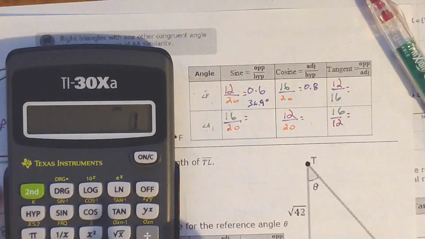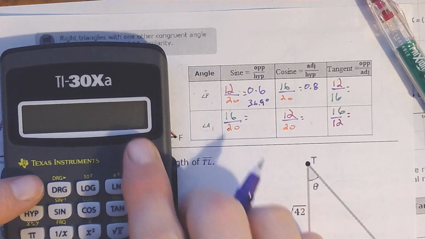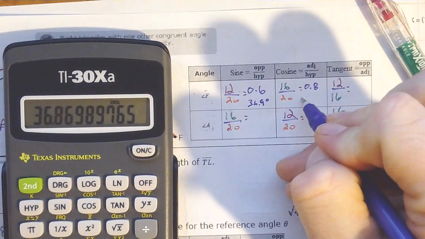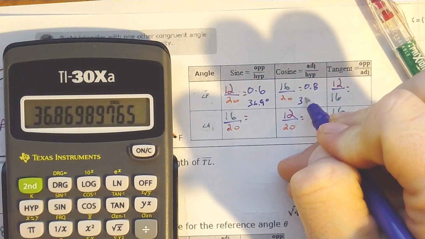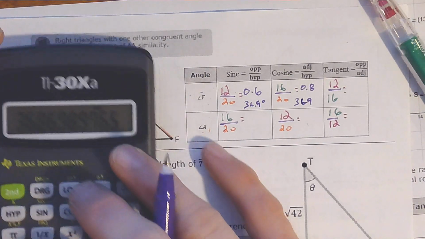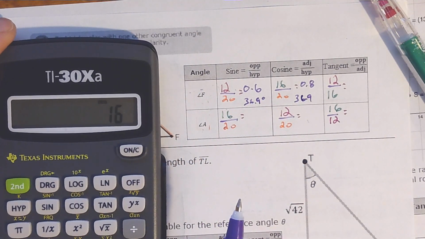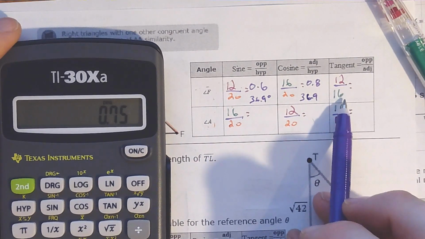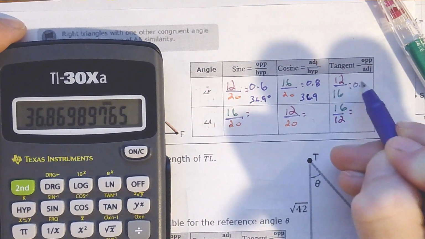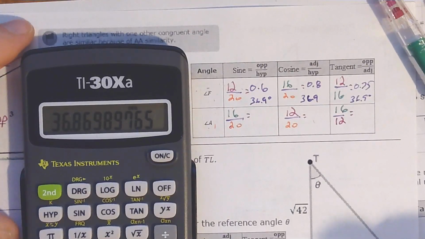Oh, wait a minute. 12 divided by 20 is 0.6. Inverse sine is 36.9. And 16 divided by 20, inverse cosine, is 36.9 degrees. That makes sense. Then 12 divided by 16 is 0.75. Inverse tangent of 0.75 is 36.9 degrees. So that makes sense. Those all should match, they should all be the same.